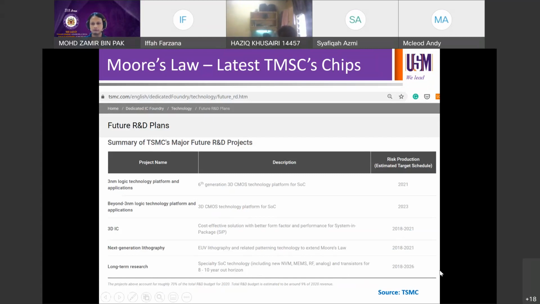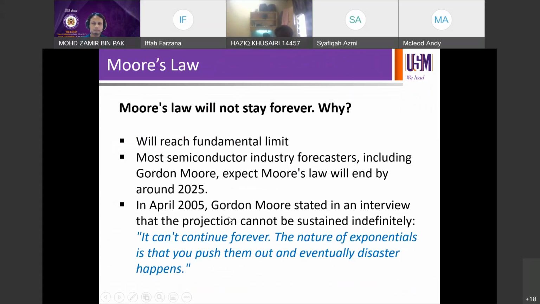You can see all the stuff planned for up to 2026. So let's go for another 5 minutes. So Moore's law will not stay forever. Why? Because at some point it will reach the fundamental limit, and the fundamental limit will be the size of the semiconductor that we use in the chip, which is silicon.